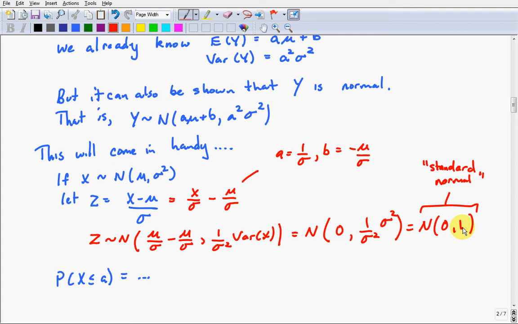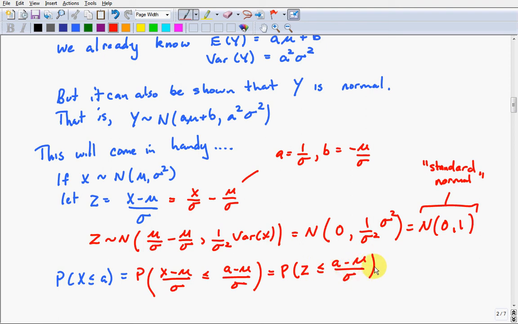The reason this is handy is that if you want to do a calculation for the probability that x is less than a, you can convert it to a calculation that involves a standard normal random variable. So for example, you can say this is the same as the probability that x minus mu over sigma is less than or equal to a minus mu over sigma. And this would be the same as the probability that z is less than or equal to a minus mu over sigma, where z is a standard normal.